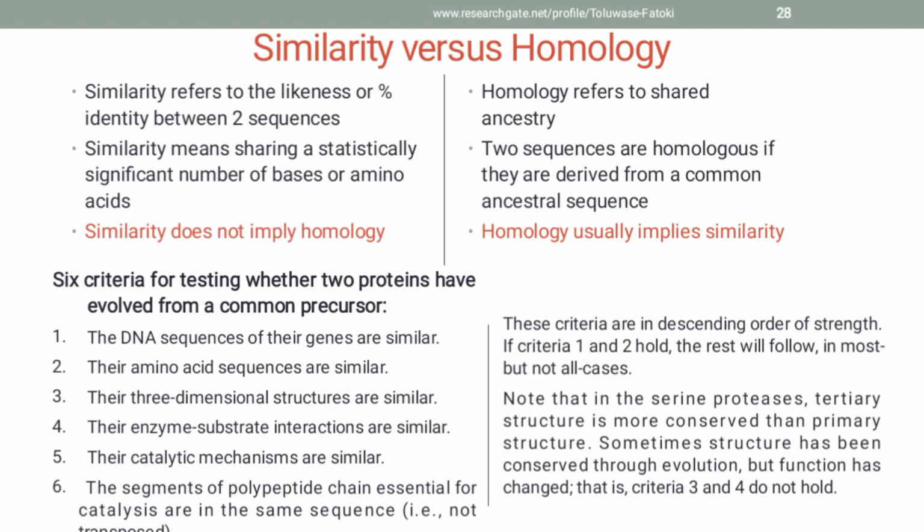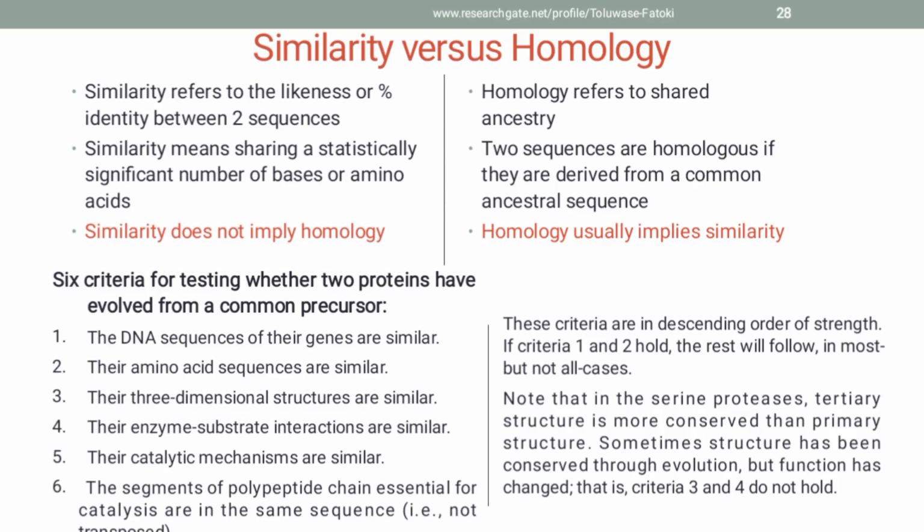Then lastly, number 6, the segments of the polypeptide chain essential for catalysis are in the same sequence position. If it is present on the C terminal in protein A, then in protein B it must be present on the C terminal. If it's present on the N terminal, then in protein A and protein B, the segment involved in essential catalysis must be similar. So these criteria are in descending order of strength.